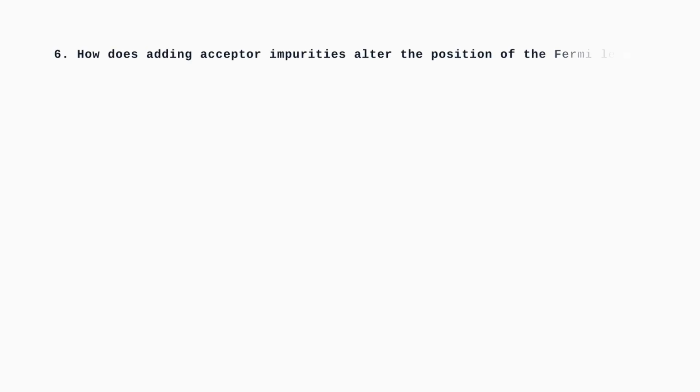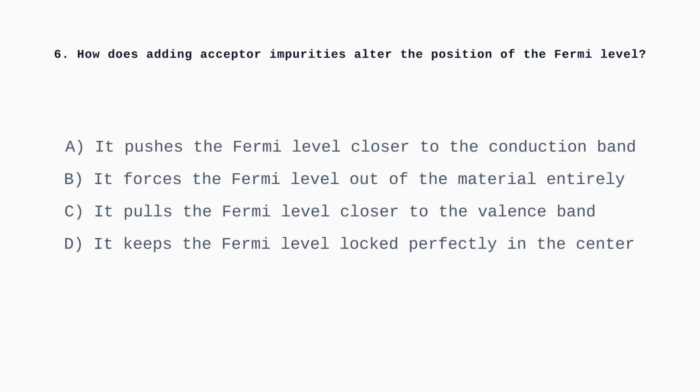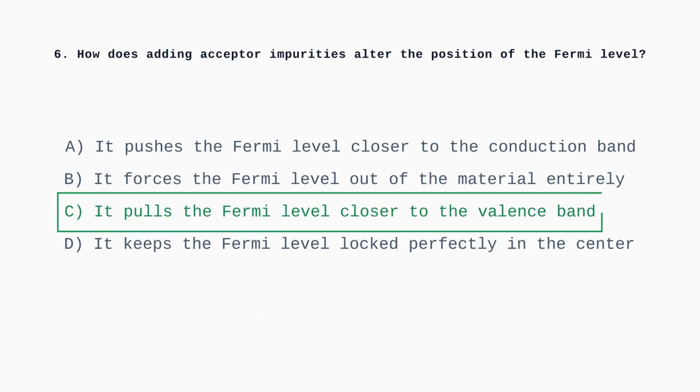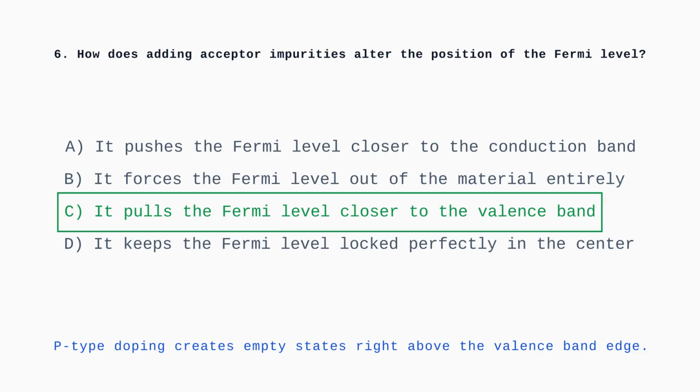Question 6. How does adding acceptor impurities alter the position of the Fermi level? Adding acceptor impurities creates p-type material, which shifts the Fermi level downward closer to the valence band.